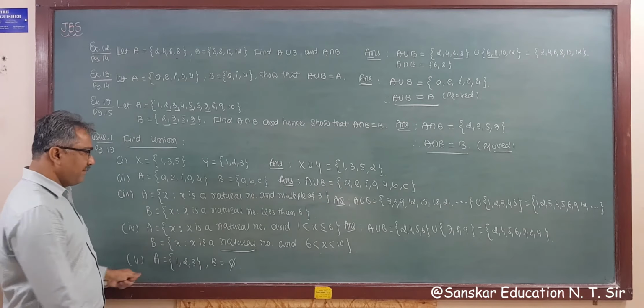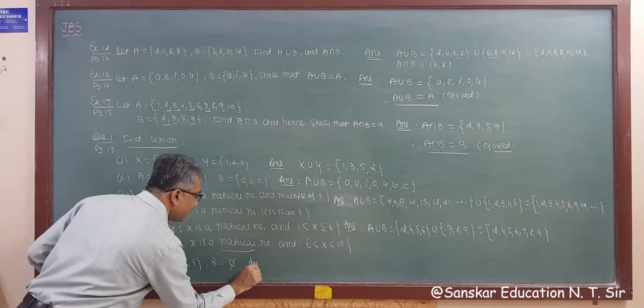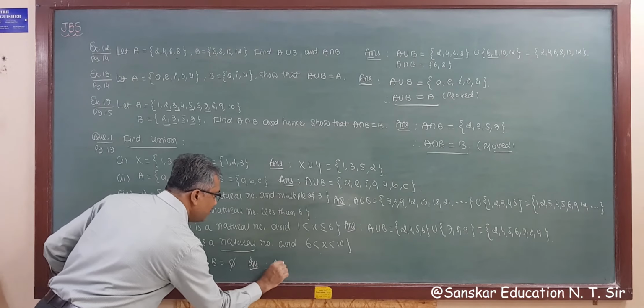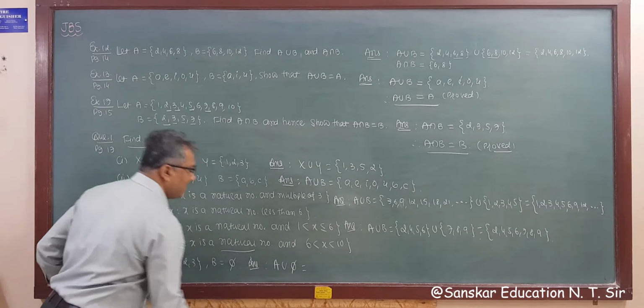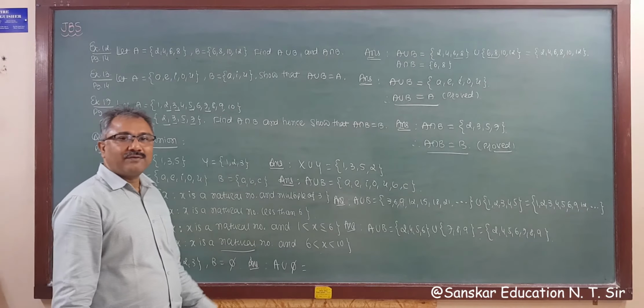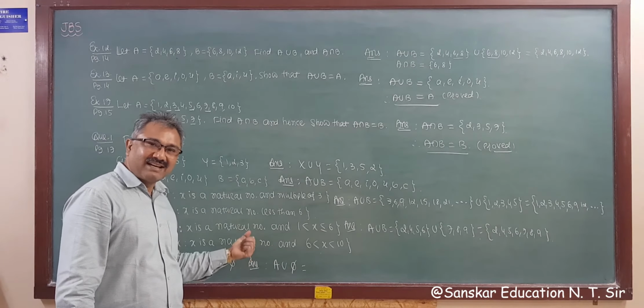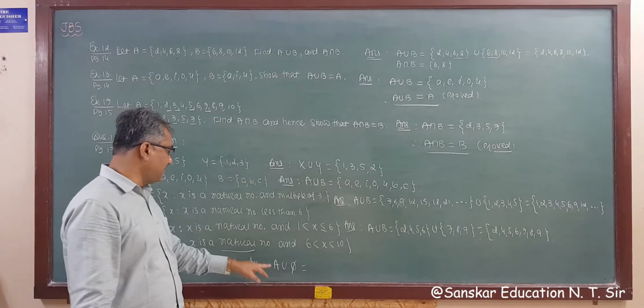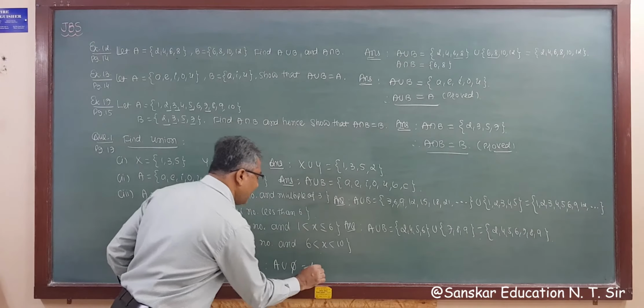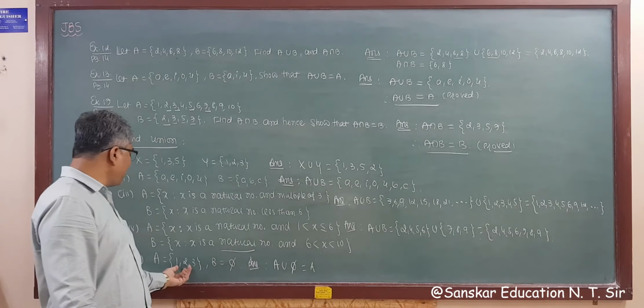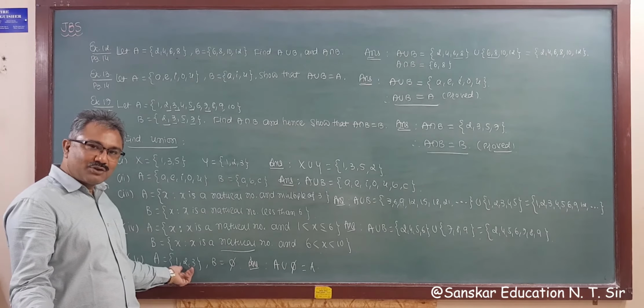Now for this one, A union empty set. You know the union of the empty set with any set is that set only, that is A. So your answer will be A. If you want to substitute, you can write 1, 2, 3 also. That is your answer.